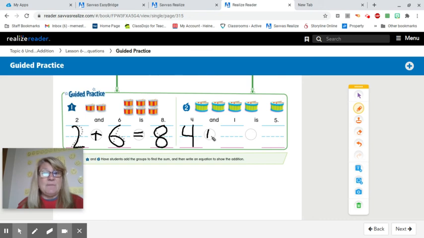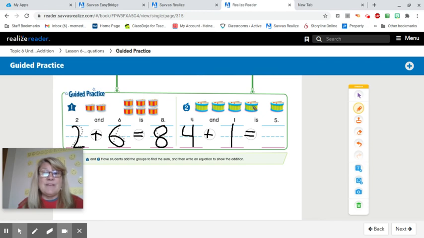Add them together. And after we make our plus sign, there's only one drum over here. So we're going to put our 1. And by this time, some of you probably already know this problem. You don't even have to solve it. You know that 4 plus 1 more equals 5. But go ahead and count just in case.